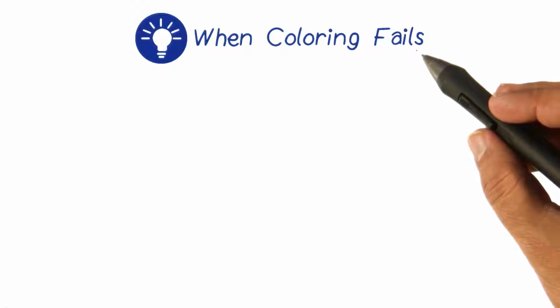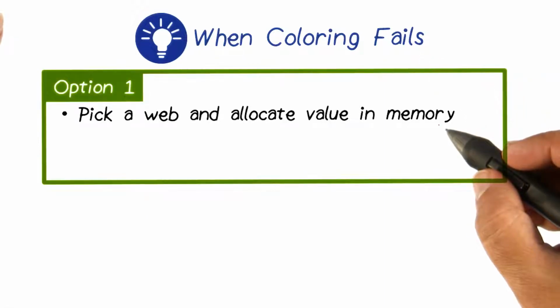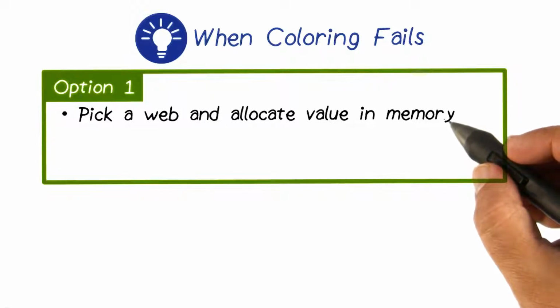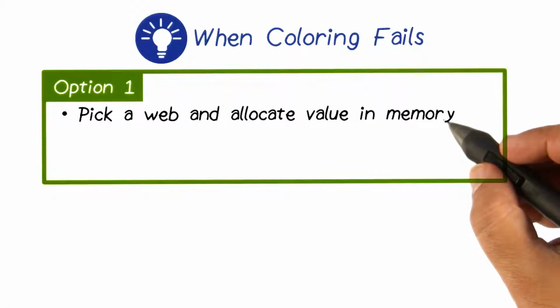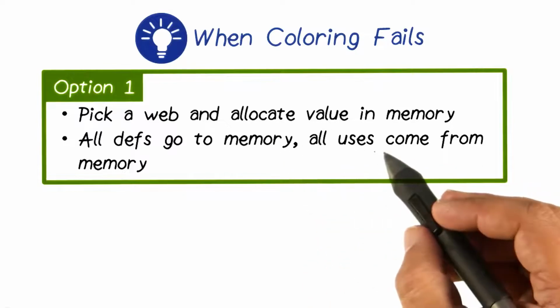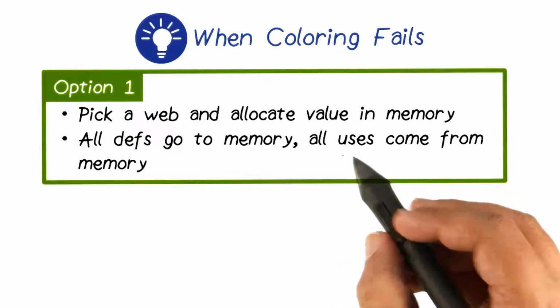But when the coloring fails and a spill is caused in either one of the algorithms, what are the options? The first option is you pick a web and allocate the value in memory. In other words, under pessimism or optimism you decide to cause a spill, never give any color to that node, and load and store that value from memory. All the definitions go to memory through stores and all uses come from memory through loads.